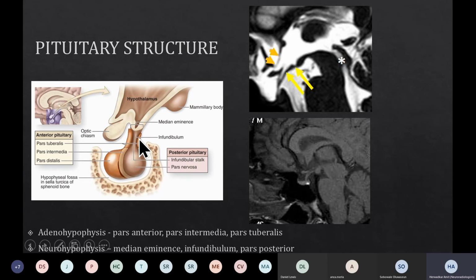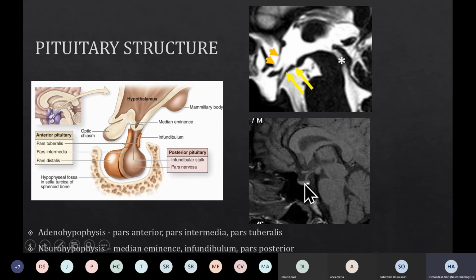The pars tubularis, of course, we don't see it separately on an MR scan. But it's important to understand that it exists in this portion surrounding the infundibulum. So you can get adenomas even in the suprasellar region, which can surround the infundibulum. Then you have the bulk of the anterior pituitary, which is the pars distalis, which lies within the gland itself, and a very small compressed tissue, which is the pars intermedia.